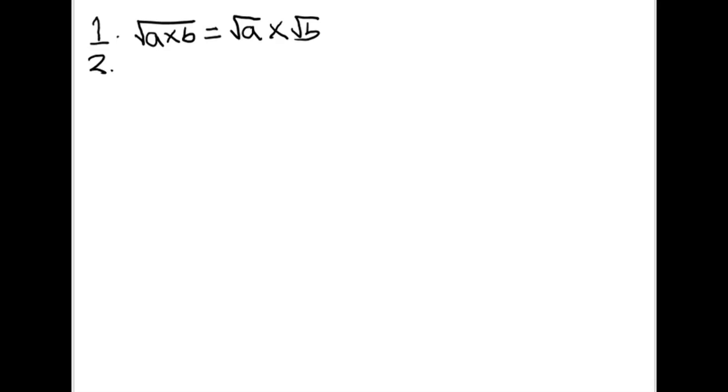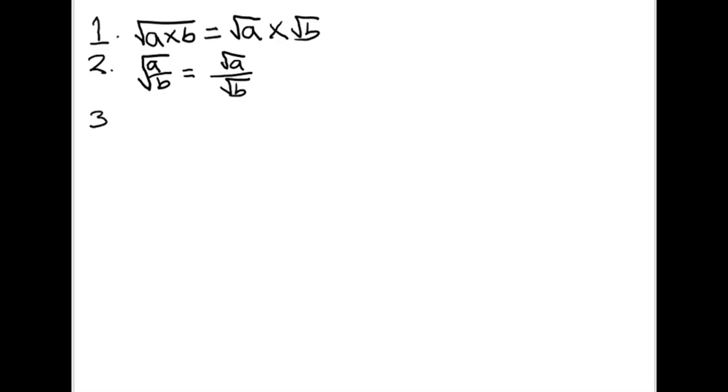The second rule in surds is that of division. If I still have a all over b under the root, this is equal to these same numbers, but this time they are divided in separate roots. So this is another law.